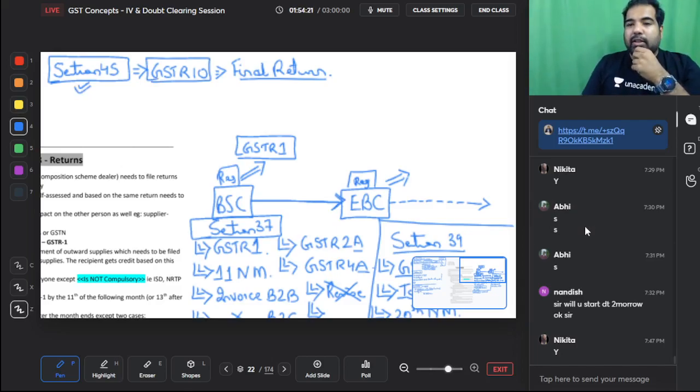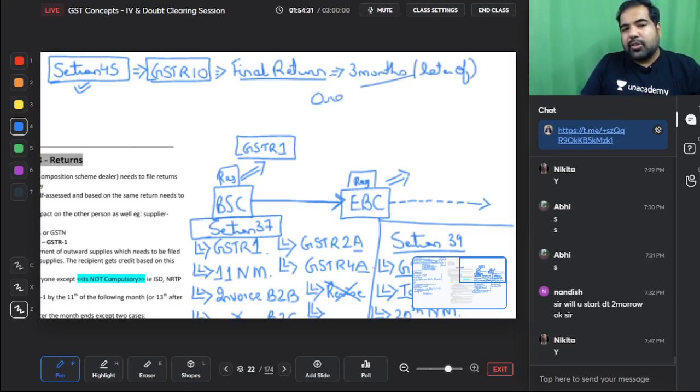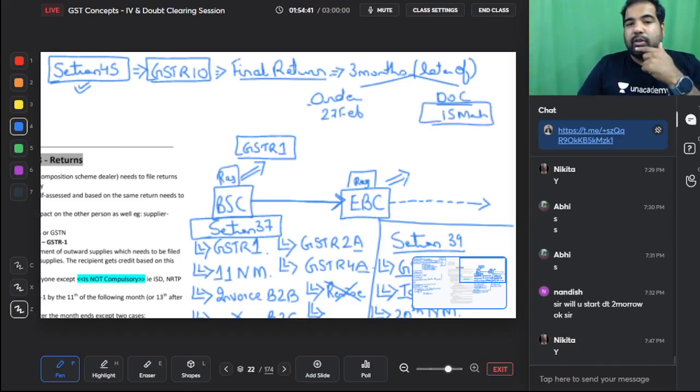But when do you file the final return? Guys, this is to be filed within 3 months of the order of cancellation. Let's say the order of cancellation you got today, 27th Feb, but the date of cancellation is 15th March. So whichever is later, 15th March, from 15th March you have to file the final return within 3 months.